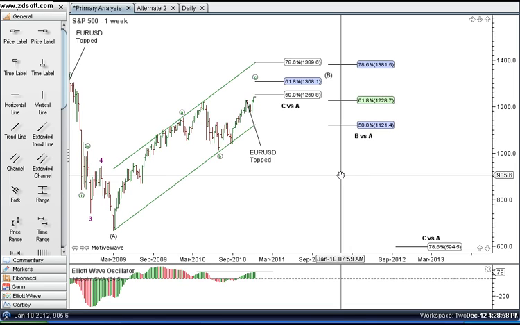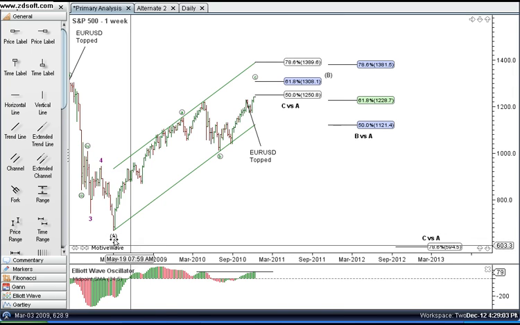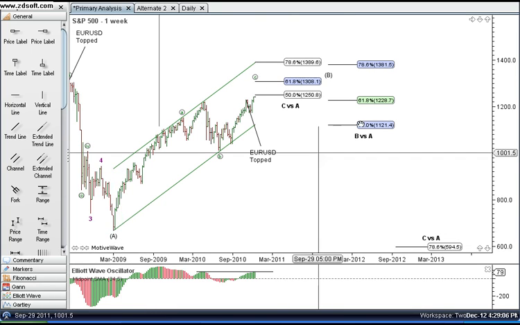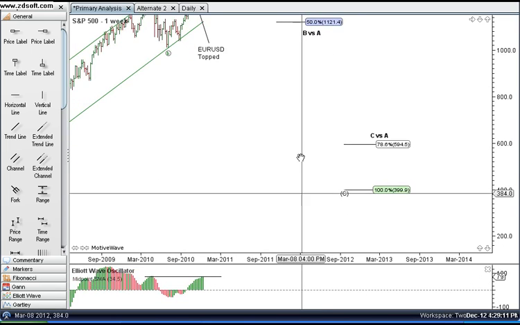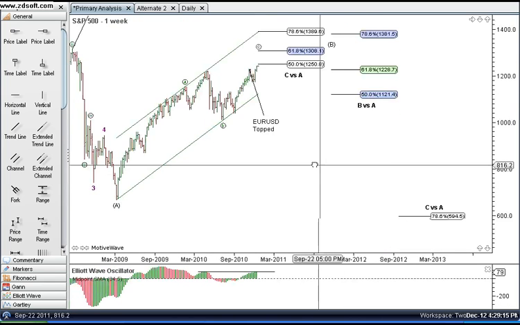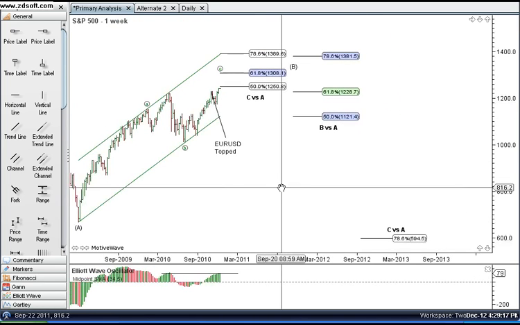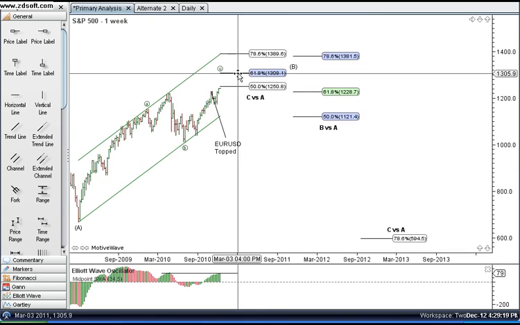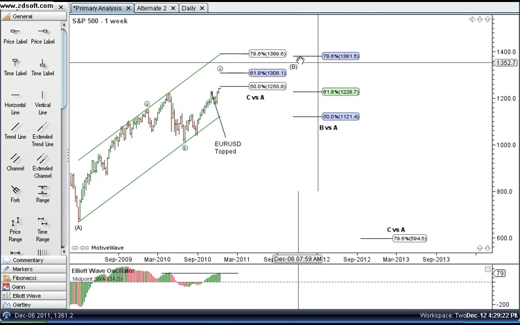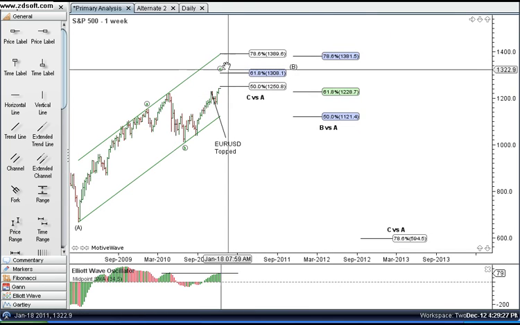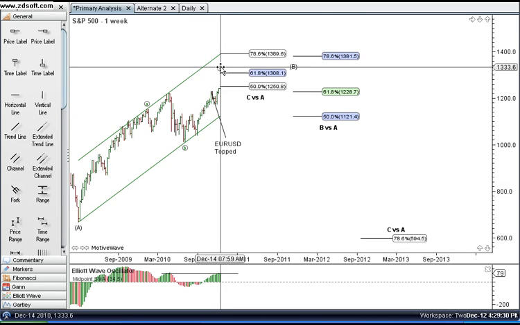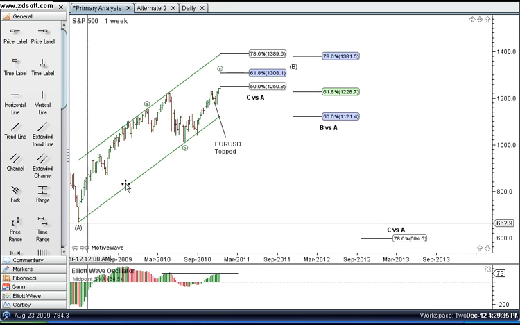Just a little what if. I have this labeled as A, this is B, looking for C. That's going to be all the way down to 400 on the S&P. That's a long ways down. Not saying it won't get there, but I don't think it's going to start right here. This is a B wave. A lot of things can happen in a B wave. This is probably going to be A of B. It will be the top, but it probably won't be the end of B.